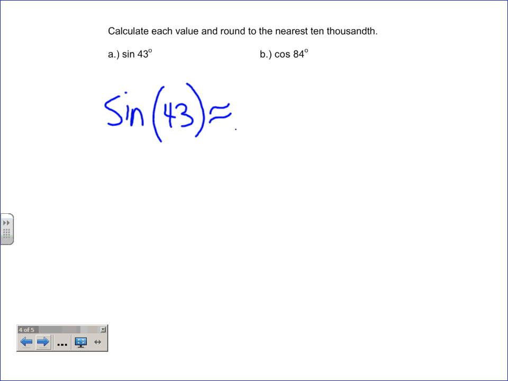Very good. 0.6820. I believe it was 0.6819, but then it gave you like a 5 or a 6 or something like that afterwards, and so you do have to round it up. Then the 9 rounds up to 20.